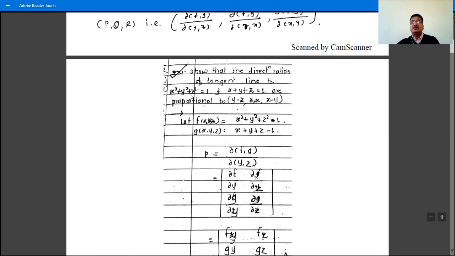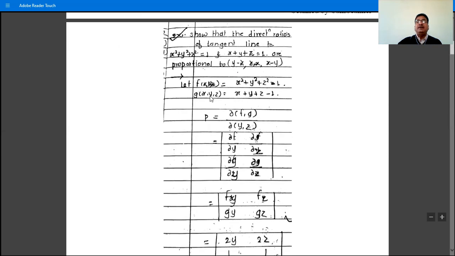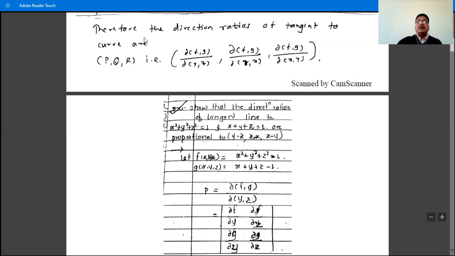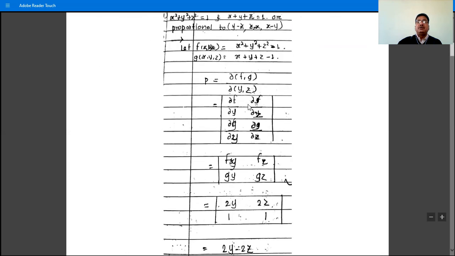We will show that the direction ratios of this curve are proportional to y minus z, z minus x, x minus y. That is, they are multiples of these three. Now we will find the direction ratios by using this procedure. The direction ratios of the tangent to the curve are P, Q, R. That is, find the values of P, Q, R.